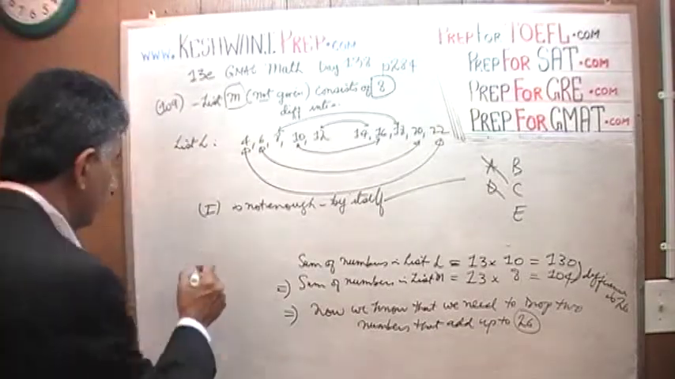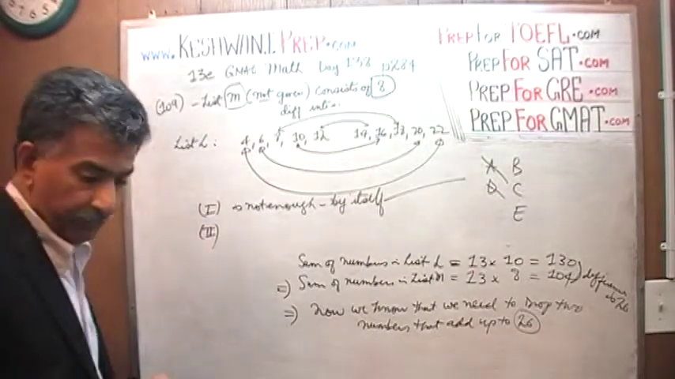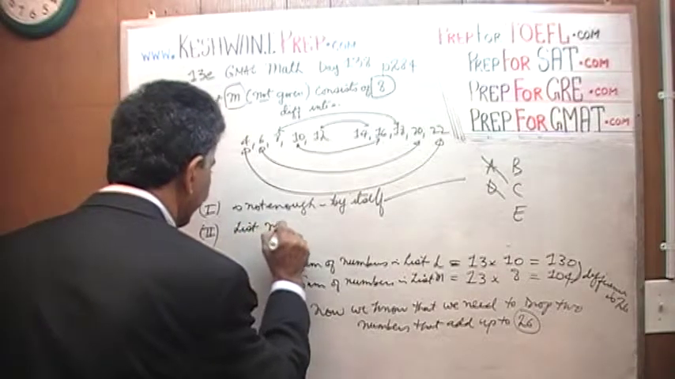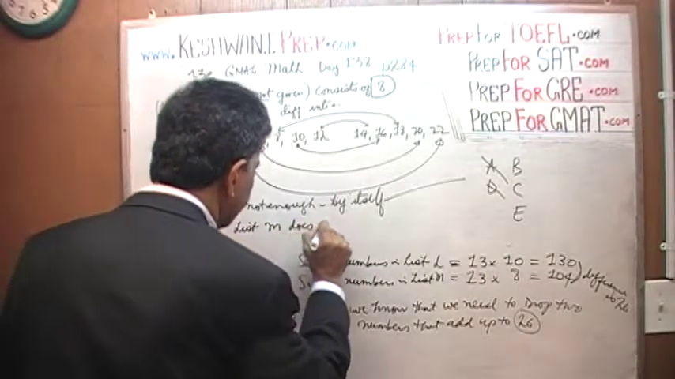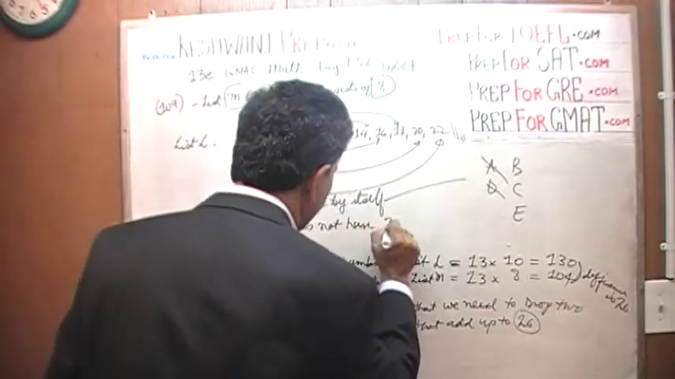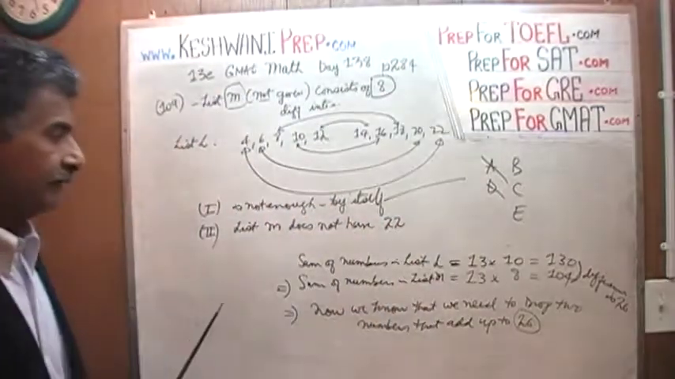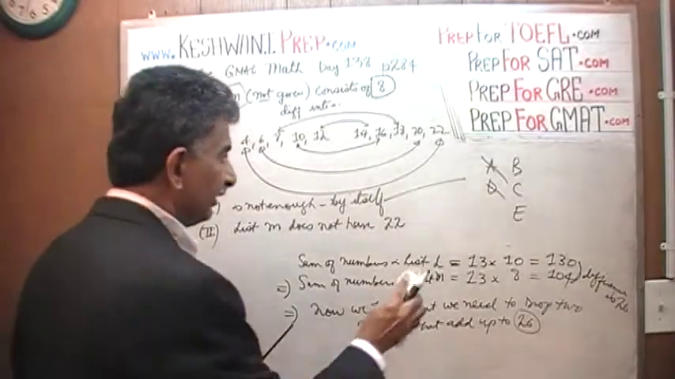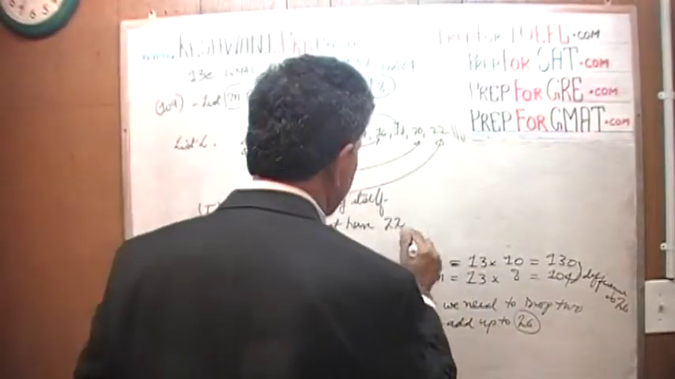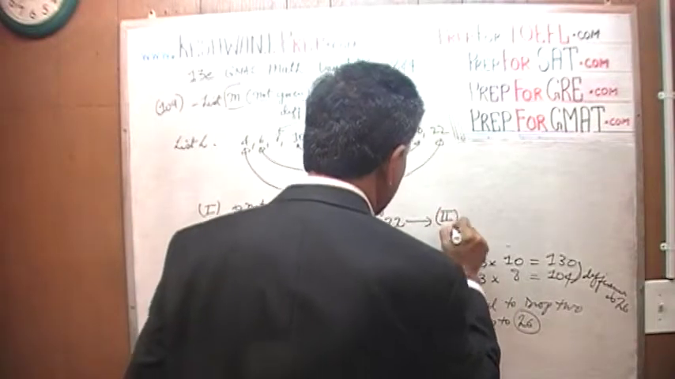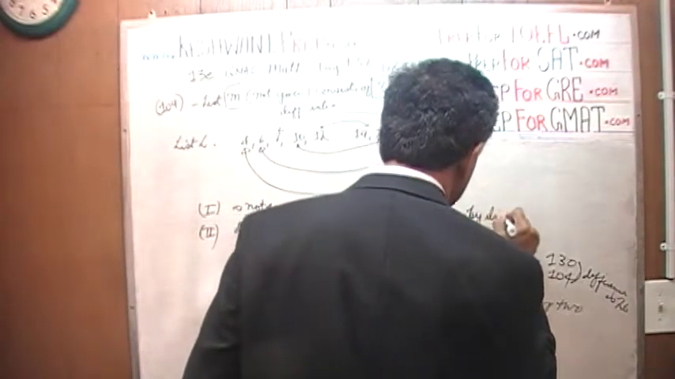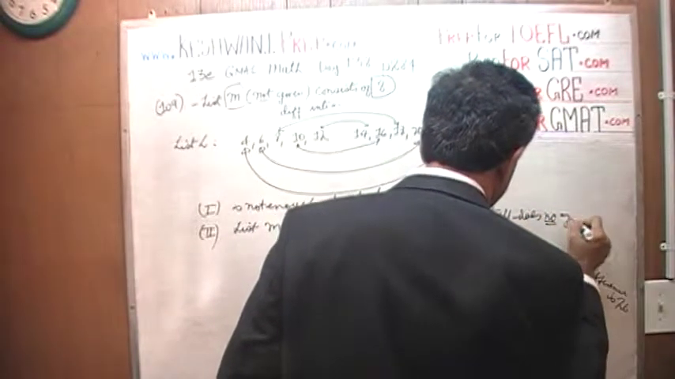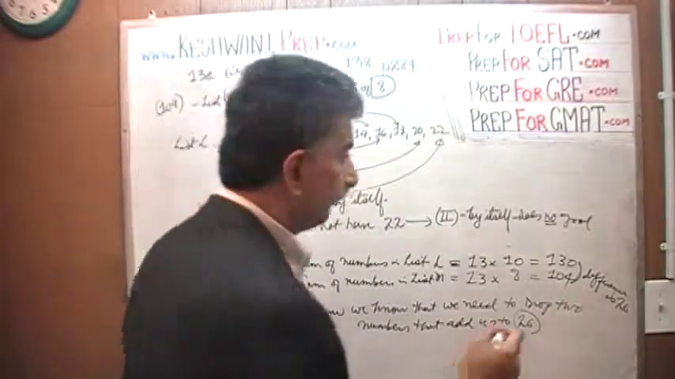Let's see what statement number 2 says. Statement number 2 tells us that list M does not have 22. List M does not have 22. Is that enough by itself? This statement, statement number 2, by itself does no good.